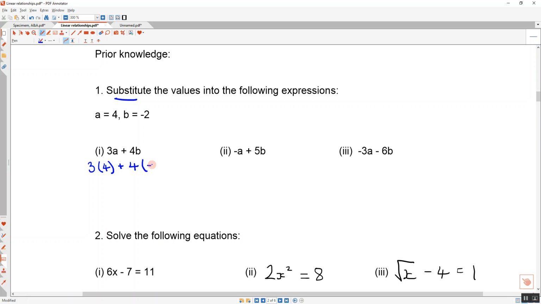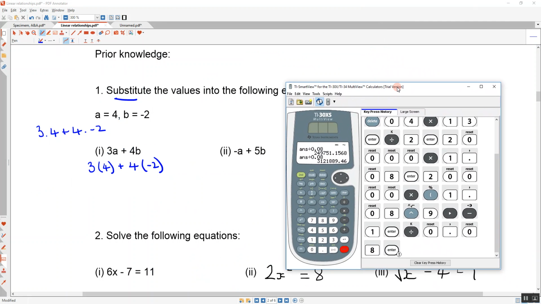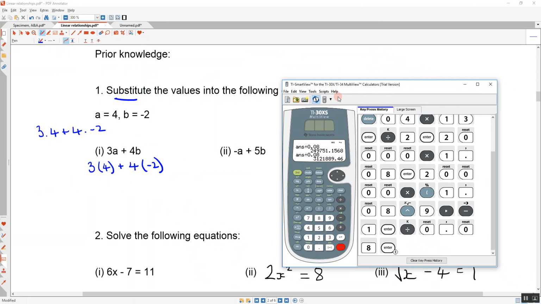What is B? Negative 2. Okay, now you can write it with the times sign. Some people may even write it with a little dot, okay? I prefer with brackets because I don't get confused with what operation I'm doing. Now, you can put this all into a calculator if you want. It looks like a Nokia. Most of you have this type of calculator.